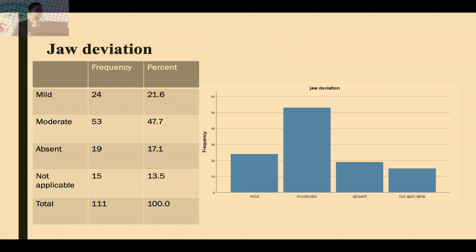Here is the data of 111 patients studied in our Suhrawardy Medical College Hospital, oral and maxillofacial surgery department. There were different variables, and here I put jaw deviation only from the complication variables. You can see mild deviation in 21.6% of patients, moderate deviation in 47.7% of patients, and no deviation in 17.21% of patients.